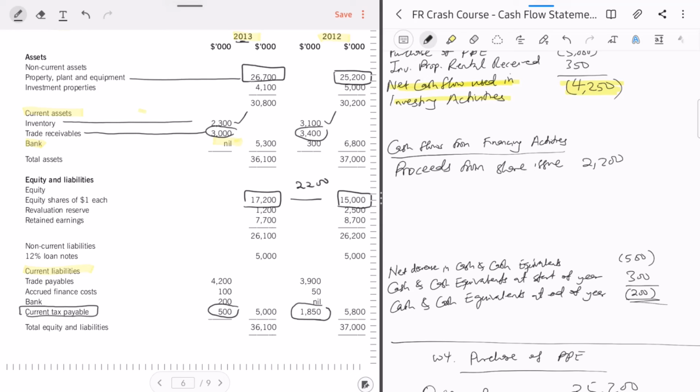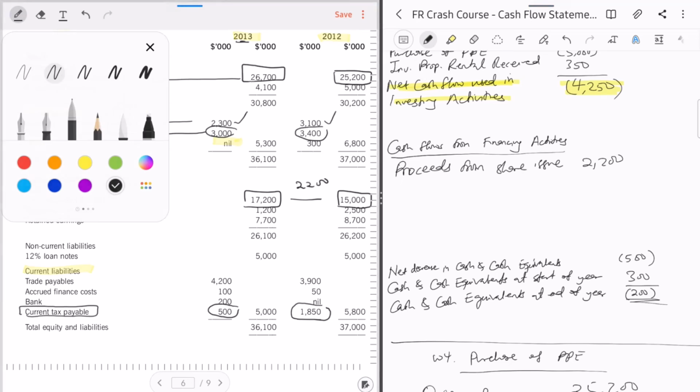What else will be under my financing activities? Look at 12% loan notes.